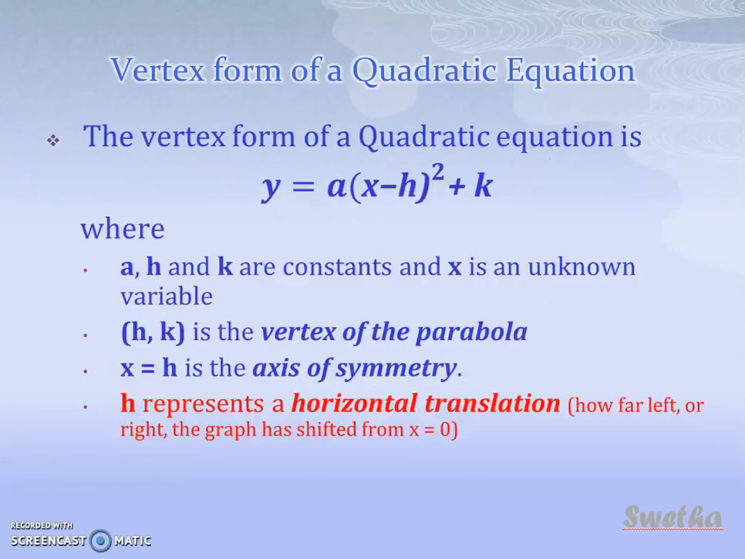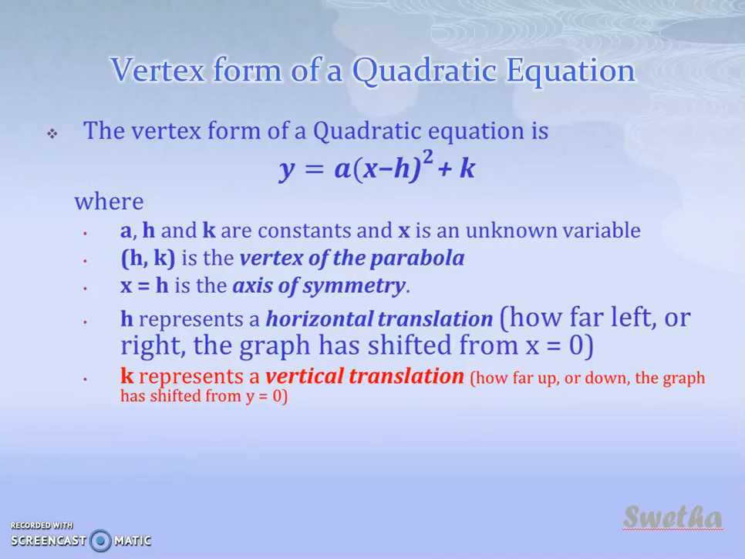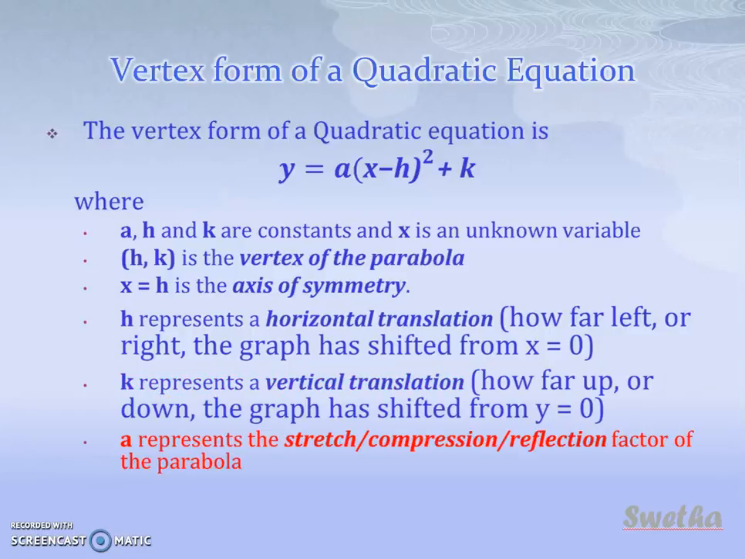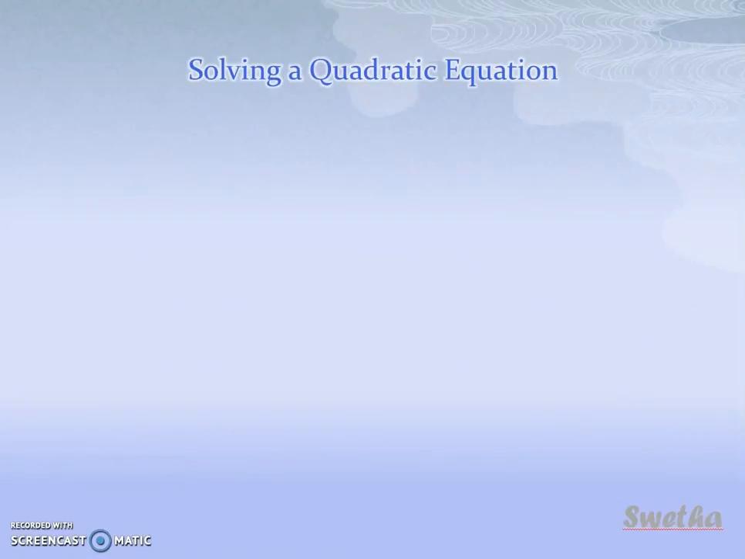h represents a horizontal translation, which is how far left or how far right a graph has shifted from when x is equal to 0. k represents a vertical translation, which is how far up or how far down the graph has shifted from when y is equal to 0. a in this equation represents the stretch, compression, and reflection factor of the parabola.